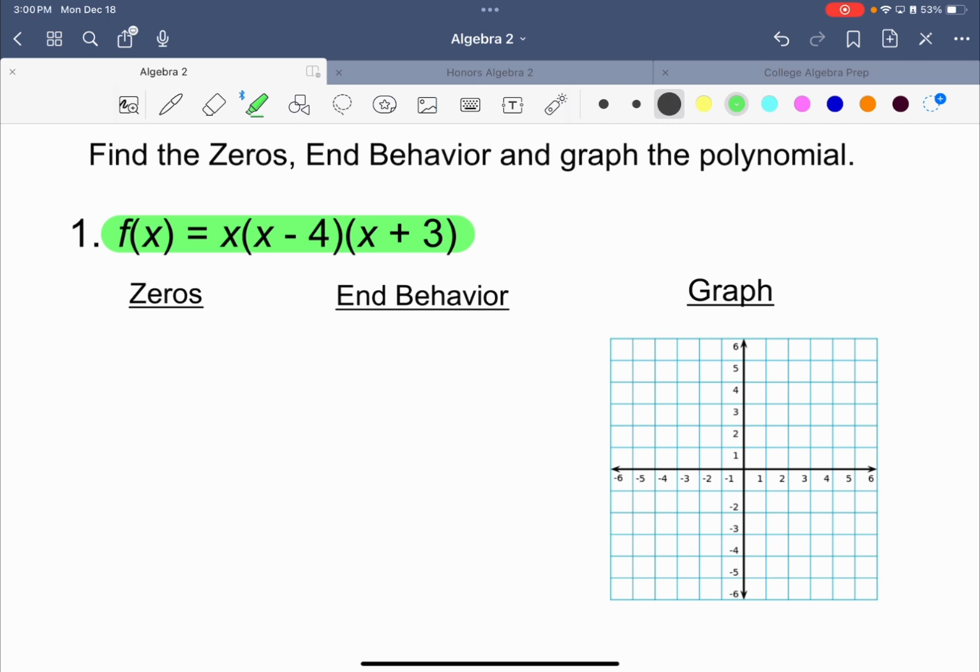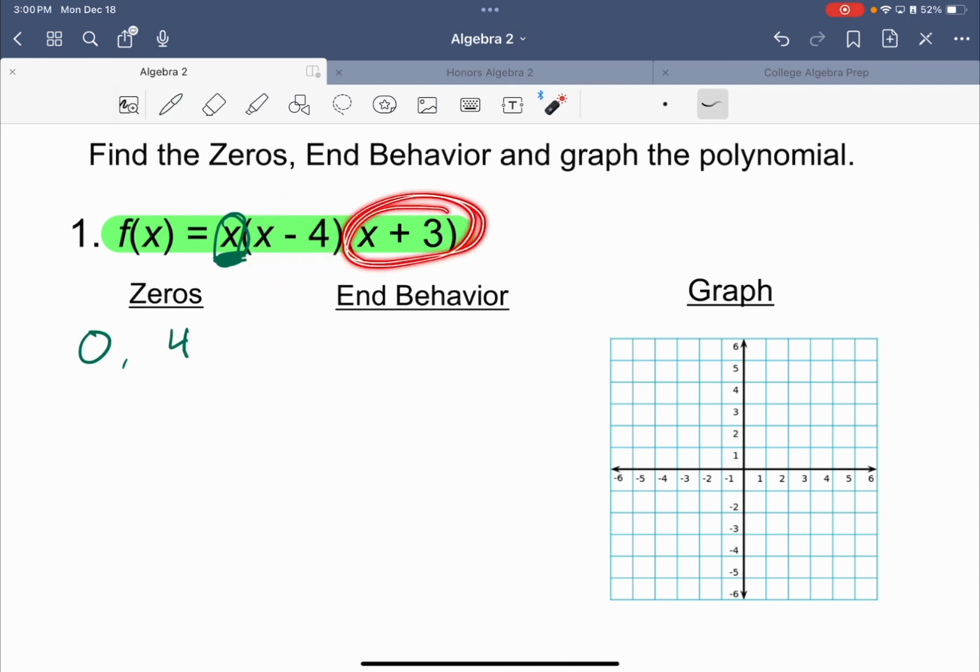So here's our problem. We've got f of x is equal to x times x minus 4 times x plus 3. The first thing I'm going to find is the zeros. So my zeros, what makes this 0? What makes this one 0? Just 0. What makes x minus 4 0? 4. And what makes x plus 3 0? Negative 3. So those are my zeros.